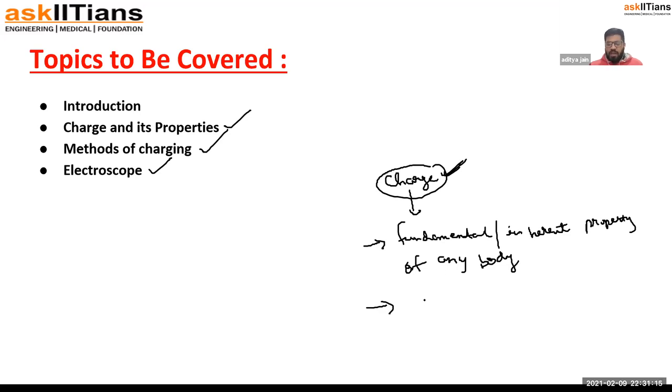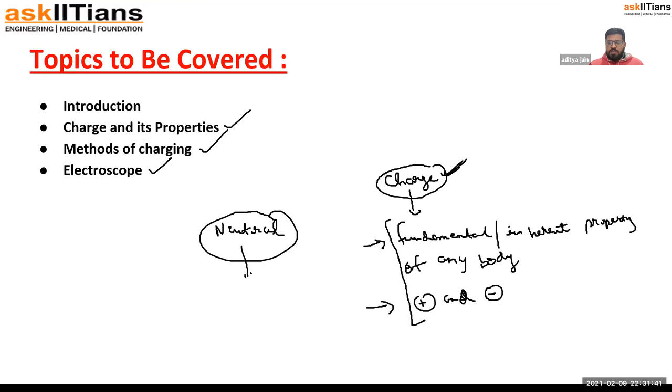We know there are two types of charges, which we already studied: positive and negative. These are the basic things about charges, that they are a fundamental or inherent property of any body. And there is also something known as neutral.